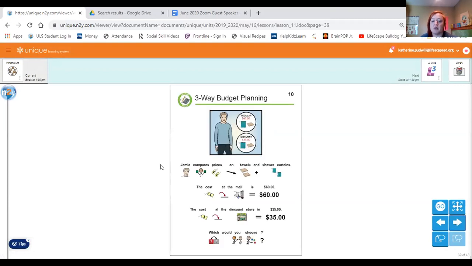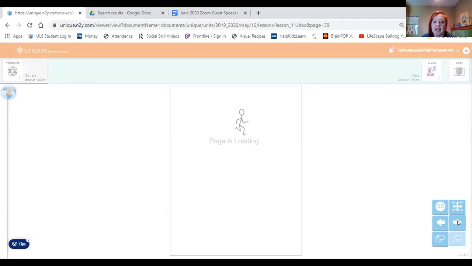Jamie shopped for towels and shower curtains. At the mall, the cost was $60. And at the discount store, which would be like Walmart, the cost was $35. Which would you choose? Again, you're going to have to look at quality, if they have the type you need or the kind you need and the right fit, and if you think it's good enough quality to last.